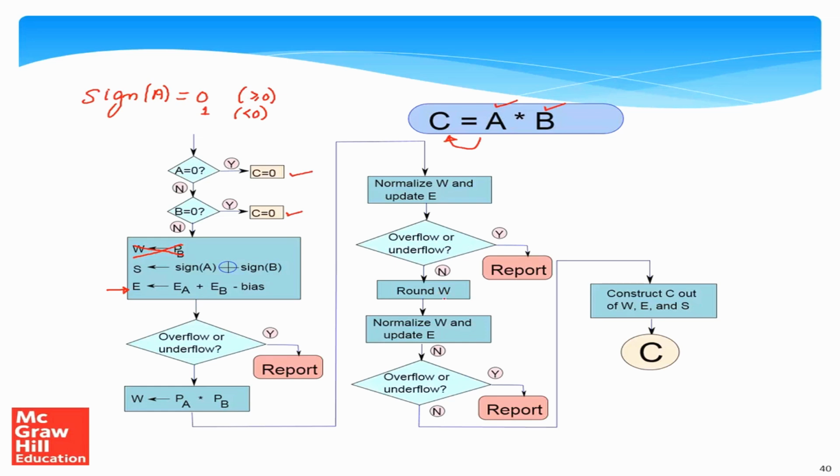Otherwise, we do some rounding. Then we renormalize and update the exponent. Then again there is a possibility of us exceeding the range of the number system. If that has happened, we report. Otherwise, we move to constructing the result. So given the new significand, the new exponent, and the computed sign bit, we can combine all of these three pieces of information to create the result or the product C, which should be returned, which is pretty much the output of this particular circuit.